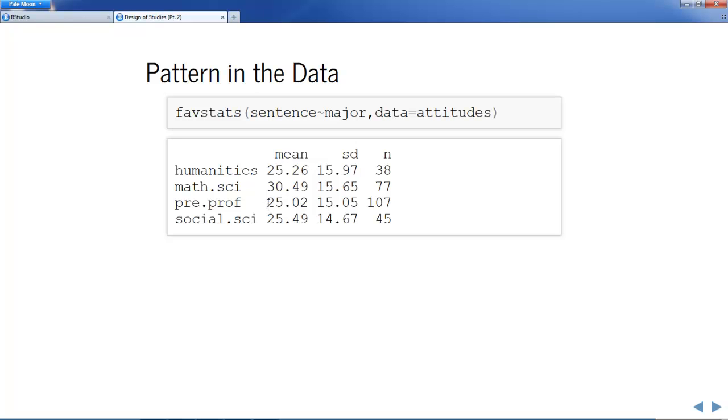Apparently, when you looked at means, the math and science majors tended to sentence the defendant to about 5 years longer than the other groups of majors did. And in this observational study, remember it was an observational study because the explanatory variable major was something that the subjects chose for themselves and it wasn't assigned by researchers. In this observational study, there was a pattern in the data.